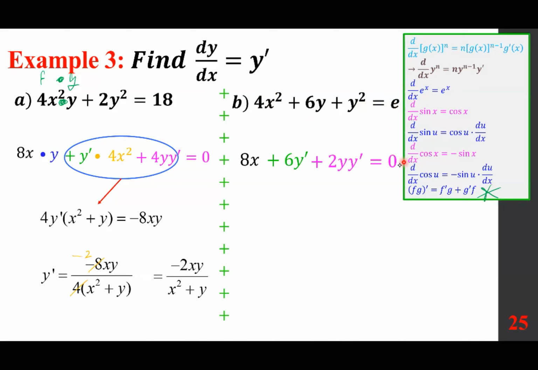Again, we are done with calculus step. Anything involving y prime we keep, the other one we move, and these two we can factor out not only y prime, we can also factor out number 2. Therefore, when we take out 2y prime, this gives us only number 3 plus y, and 8x moves, becomes negative 8x on the other side.